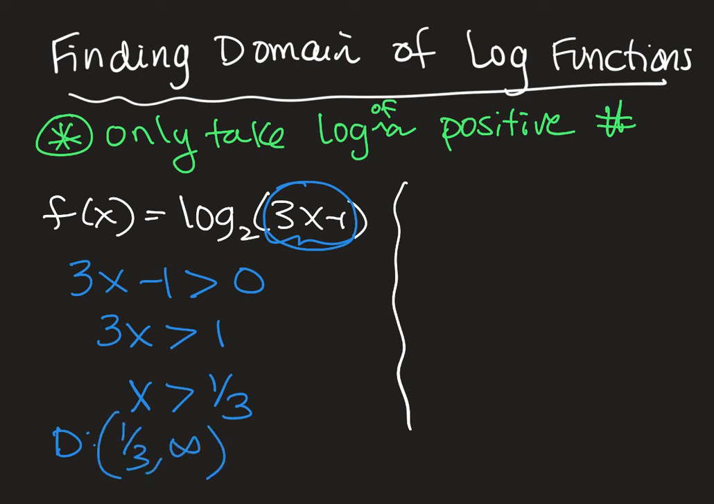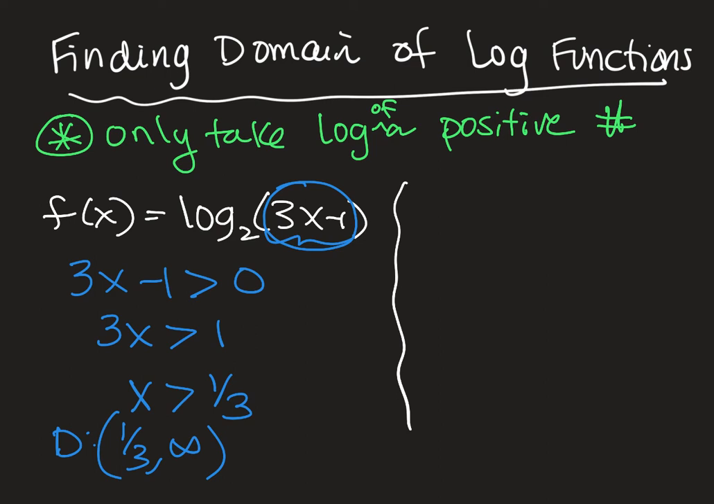With a soft bracket, because 1/3 is no good, because if you plugged 1/3 in, you would get the log of 0, which, if you remember, would be like saying 2 to some power equals 0, which can't happen. When we're raising something to a power, we're not going to get a 0 out. So 1/3 is no good, just strictly greater than 1/3. So let's try another one.